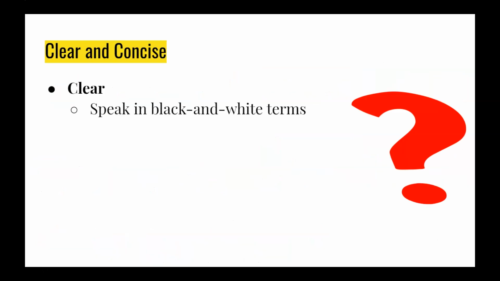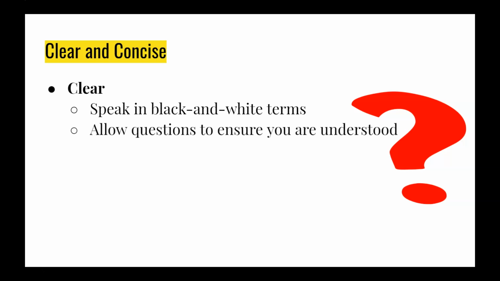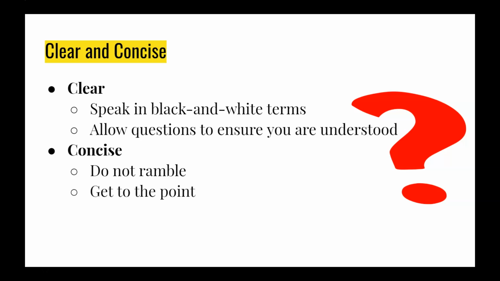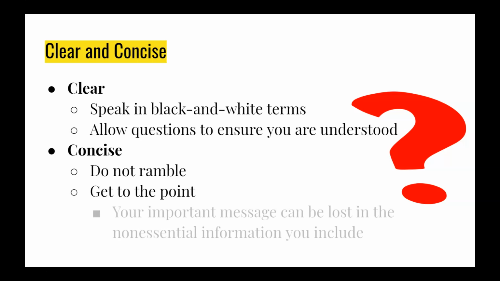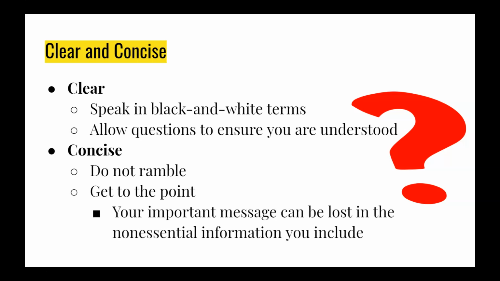So, of course, clear. We spoke on this a little bit already, but you want to speak in black and white terms and allow questions to ensure that you are understood. You want to make sure that the message you are conveying is clearly understood by the receiver. Concise. You don't want to ramble, get to the point. Have you ever listened to somebody telling a story and it seems to go on and on and on, and as they keep going on and on, your mind starts to ramble? So you want to make sure you get to the point so that they listen to you and know what your point is. Your important message can be lost in non-essential information you include.